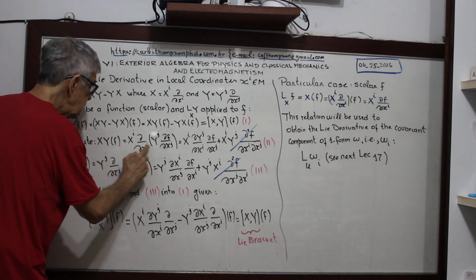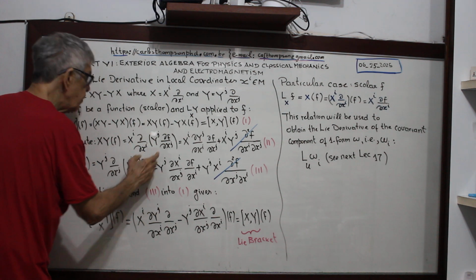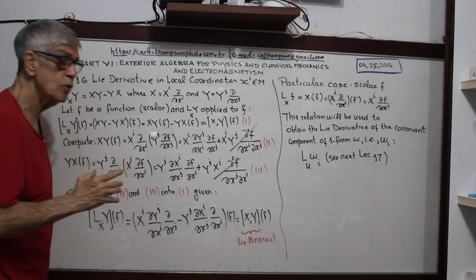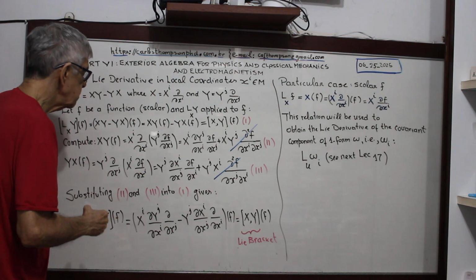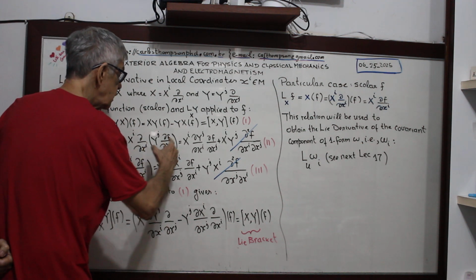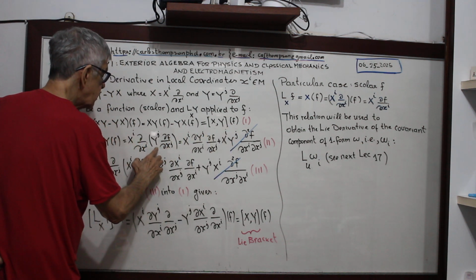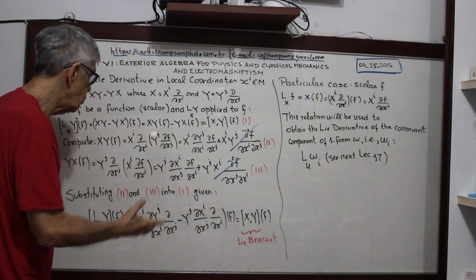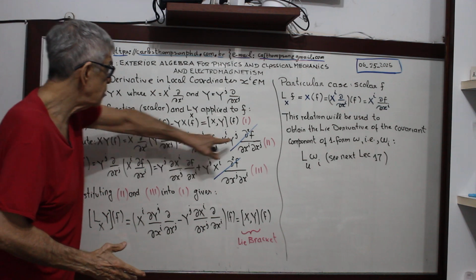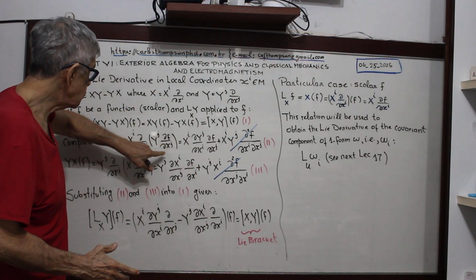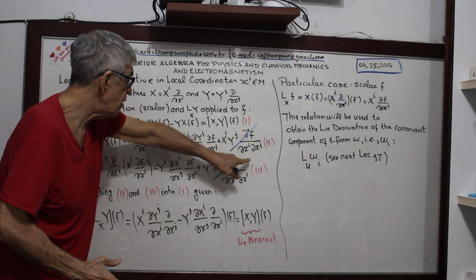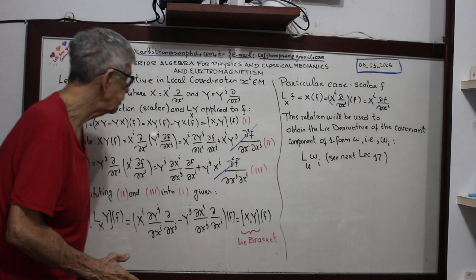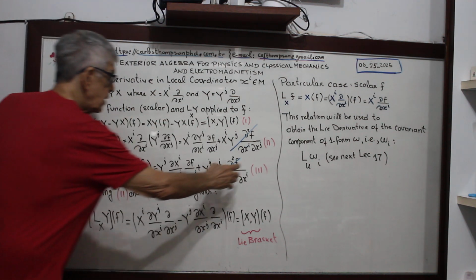I have to repeat, X and Y are expressed in terms of components. So here I can apply the chain rule, the Leibniz rule. There are two terms over here, and note the second derivative of f, with respect to x^i and x^j. Now this is relation 2.